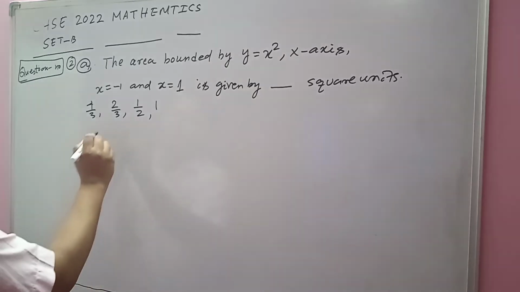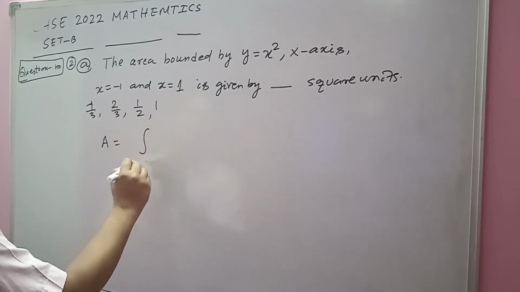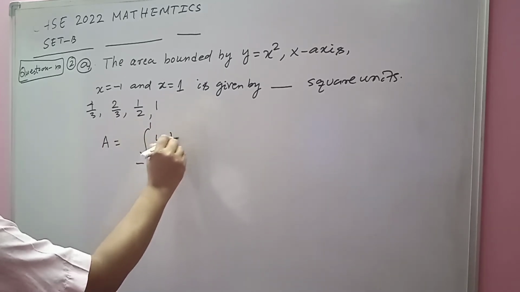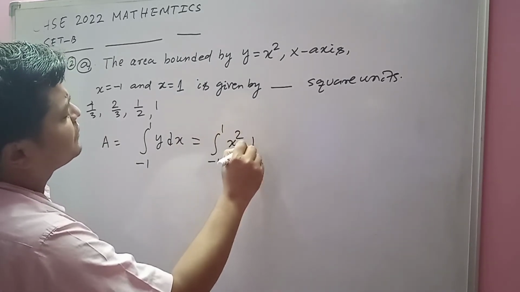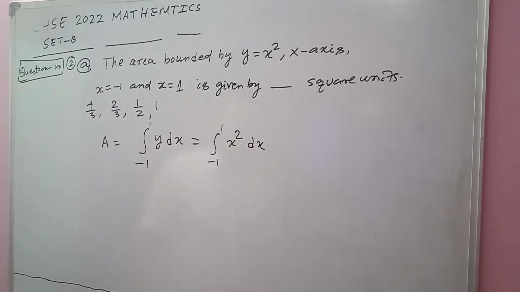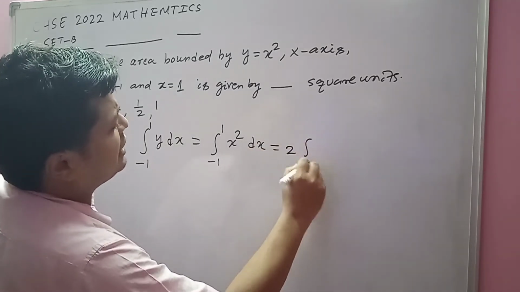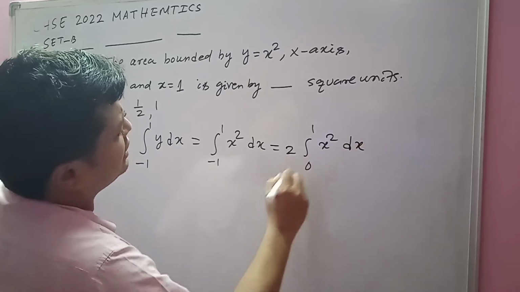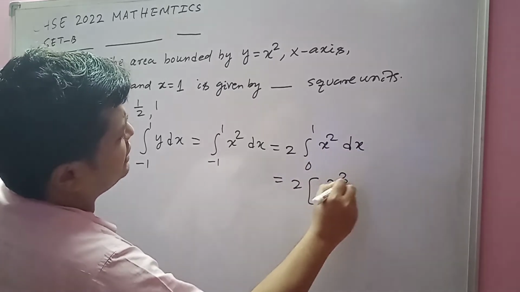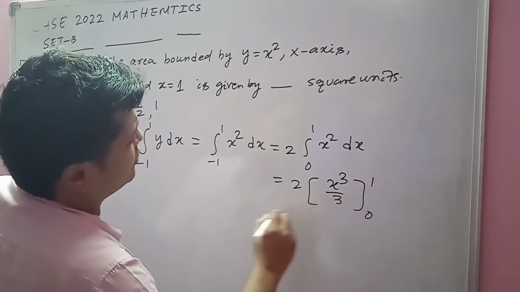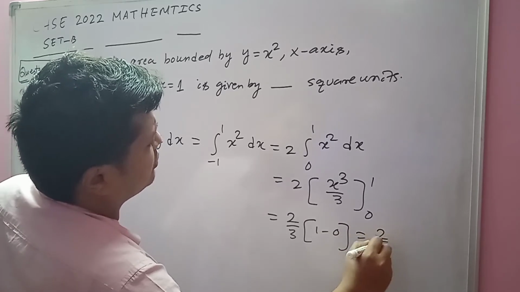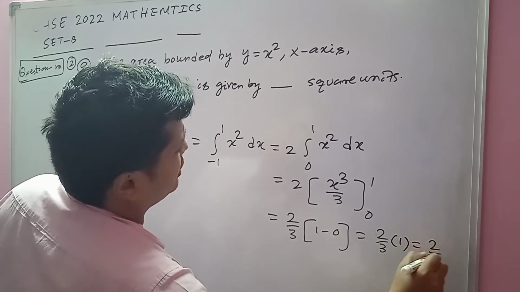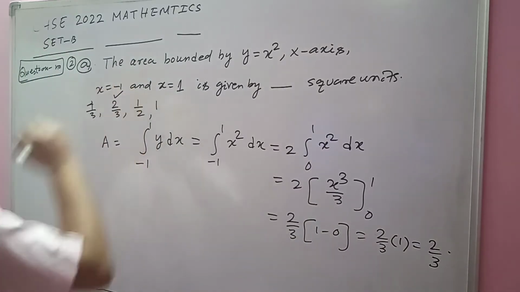The formula for area is integration -1 to 1 y dx. In this case the value of y is x square. Because x square is an even function, we can write it as 2 integration 0 to 1 x square dx, that is 2 times x cube by 3 with limits 0 to 1. So we get 2/3 into 1 minus 0, that is equal to 2/3. So the answer is 2/3.